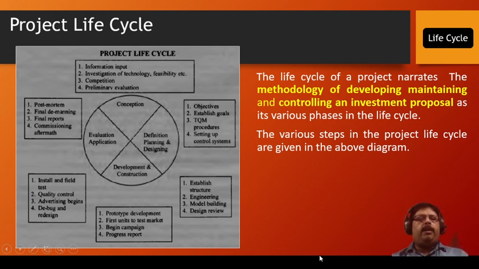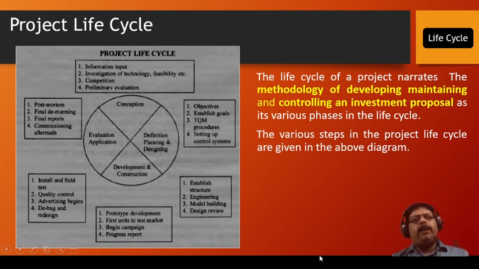So in development and construction, the prototype is developed, and also the first unit and first test market are done. They also begin the campaign and design a progress report, and then they install the field test and quality control, advertising also begins from that area, and debug and redesigns are done. Debug and redesign are needed when there is a difficulty, a problem or an error in the design. Debug means correcting the errors, and redesigning means the design is modified.